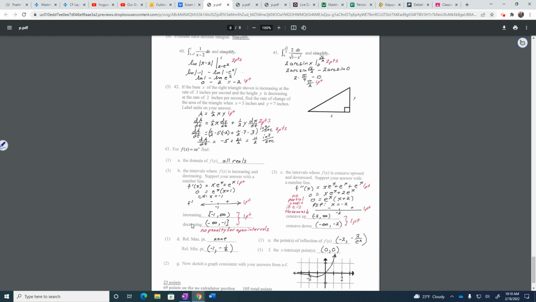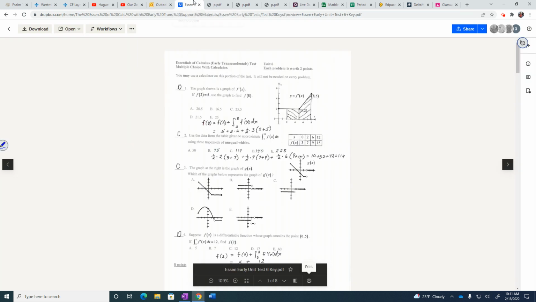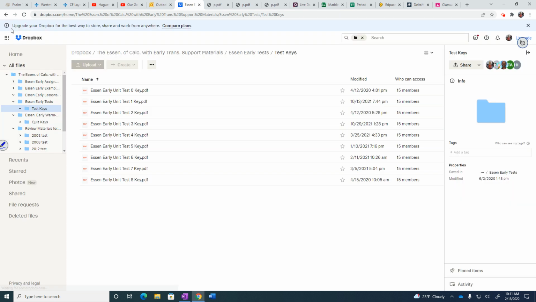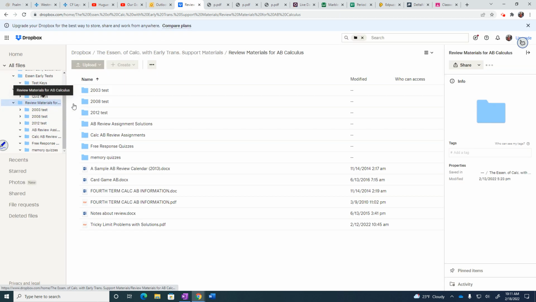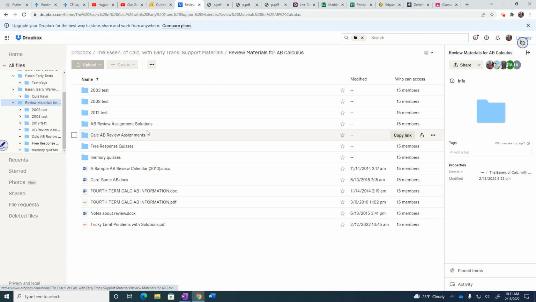I was just looking through, and there's a ton of extra materials too. So this unit is really short, and then we'll have the other one. And then there's all kinds of extra review materials that are included with this textbook.